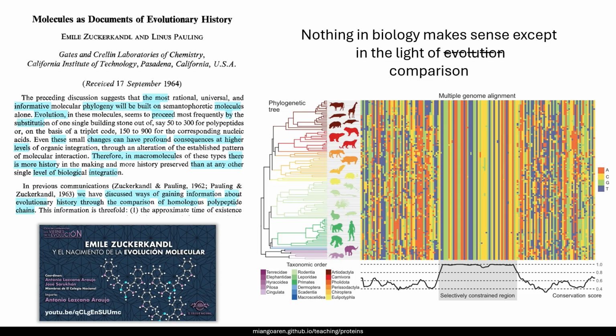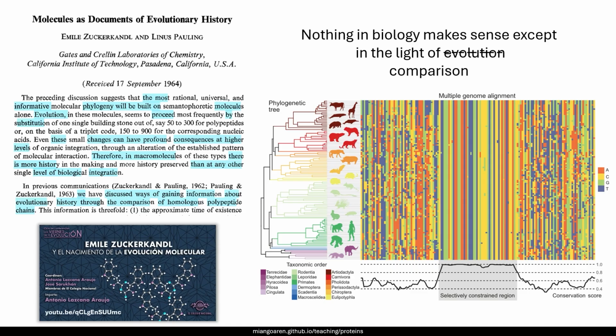Something that they also discuss in this chapter of the book. Even here they show several examples of how we can extract this type of evolutionary information by comparing proteins. And comparison is the key word here, in that really, at least within biology, almost nothing makes sense if it is not in the light of comparison.